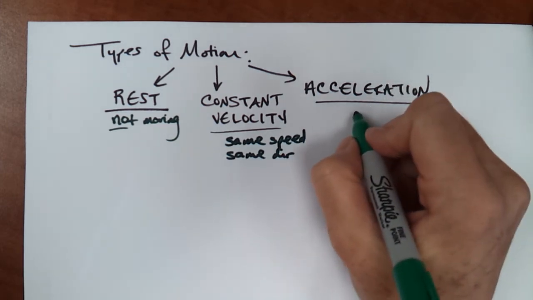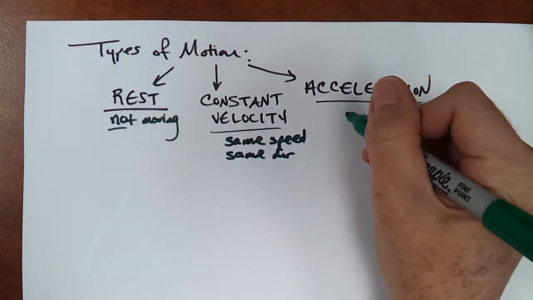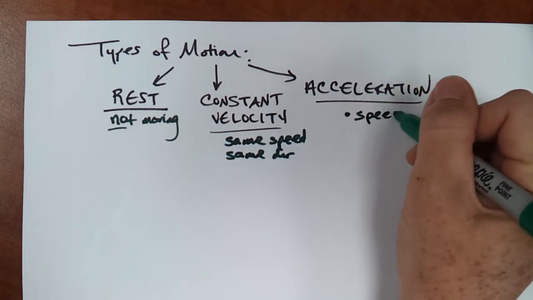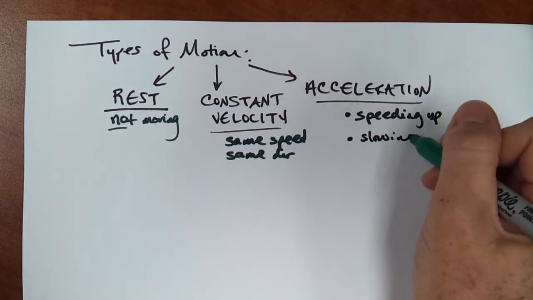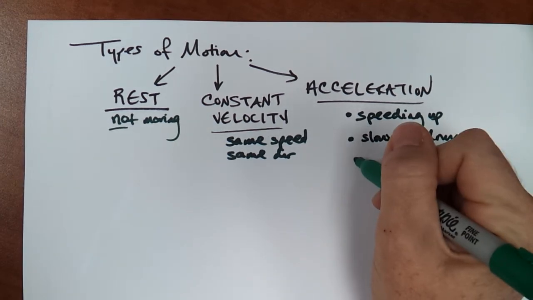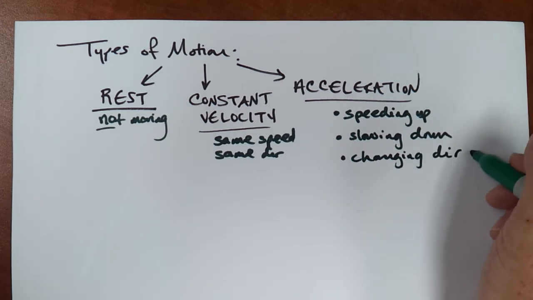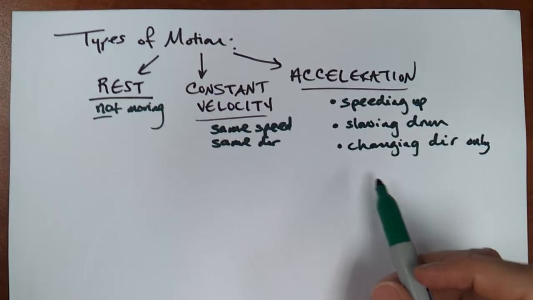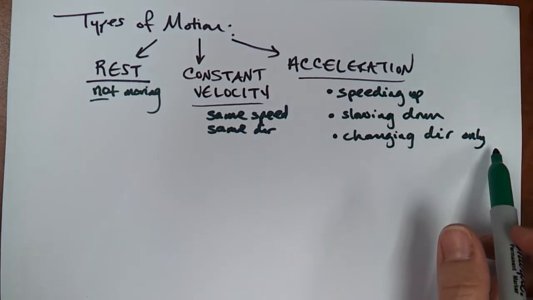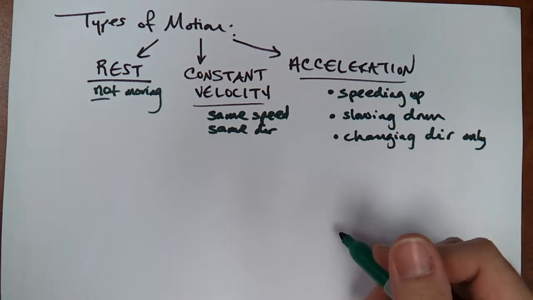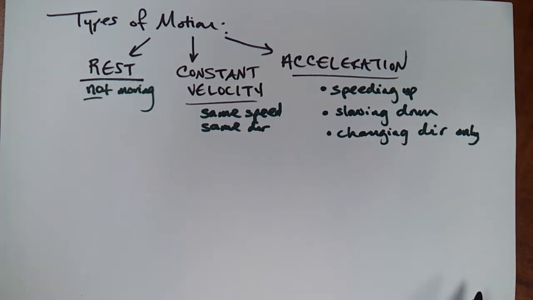And if I'm accelerating, I can be doing basically one of three things. I can be speeding up, I can slow down, or I can be changing direction only. Of course, I could say, well, I could be speeding up and changing direction. I could be slowing down and changing direction, or I could just be changing direction only. So, you know, you could extend that list out. But these are the three basic ones that we've talked about in class that would be important to remember.